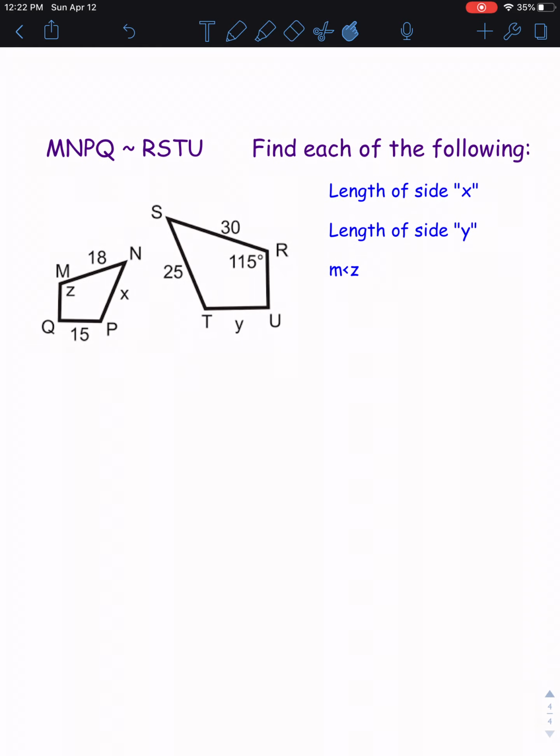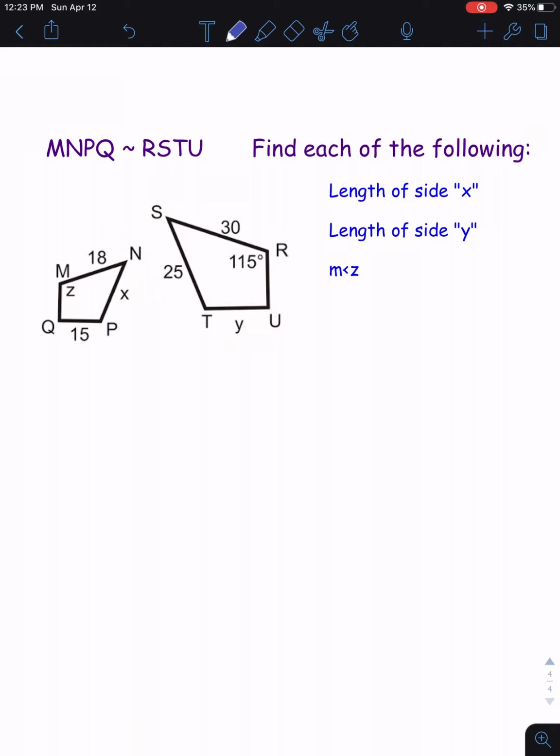Lastly, we're going to use a similarity statement and a picture of 2 quadrilaterals that are similar to find some missing sides and a missing angle. So remember, similar figures have the same shape, but not necessarily the same size. Their sides are proportional, to be exact. So they're not congruent, they're proportional, meaning that they grow or get smaller at the same rate.